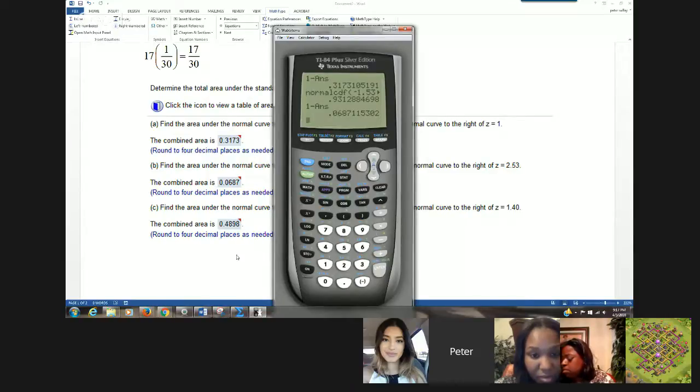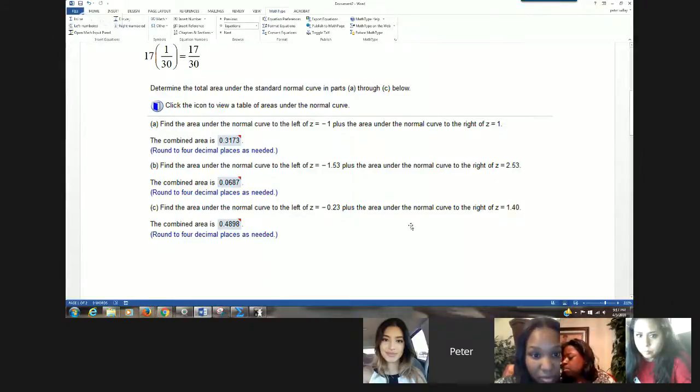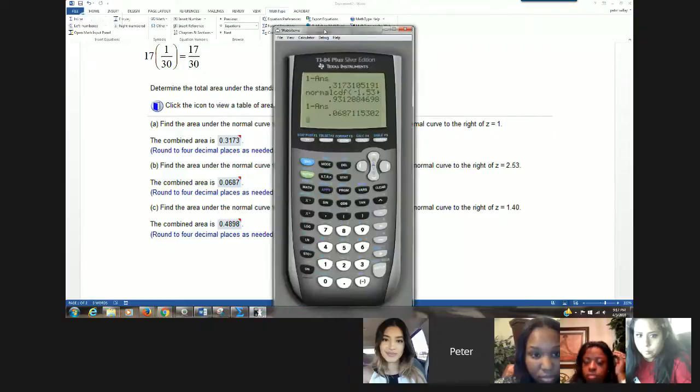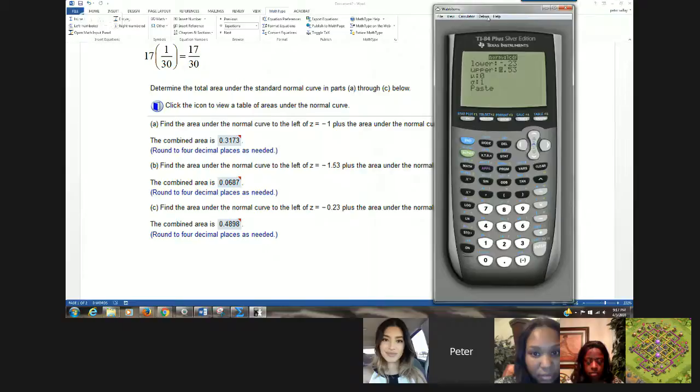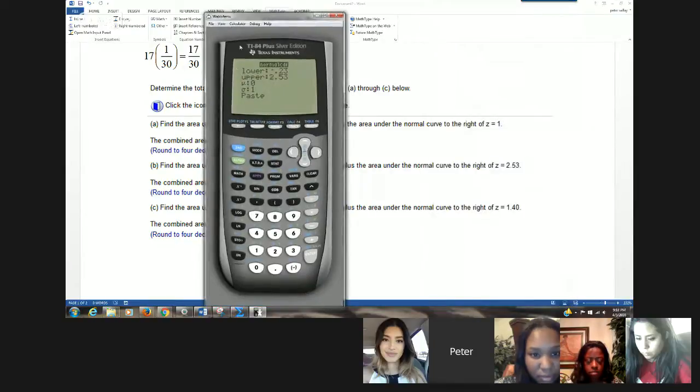Part C, the area to the left of that number plus the right. Okay, just rinse and repeat at this point. I'm going to find the area in between those two values and then subtract that result from 1. So I'll go to distribution, normCDF, -0.23 and 1.4.